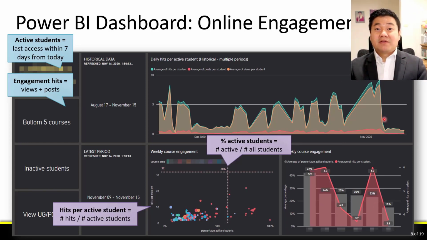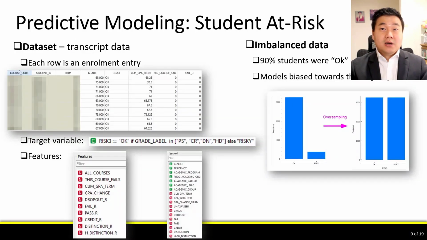At the top here, we have a view of historical data showing engagement metrics across different weeks throughout the entire semester, explaining how engagement evolves over time. We could quickly identify the bottom 5 courses in terms of online engagement and a list of inactive students in the program.